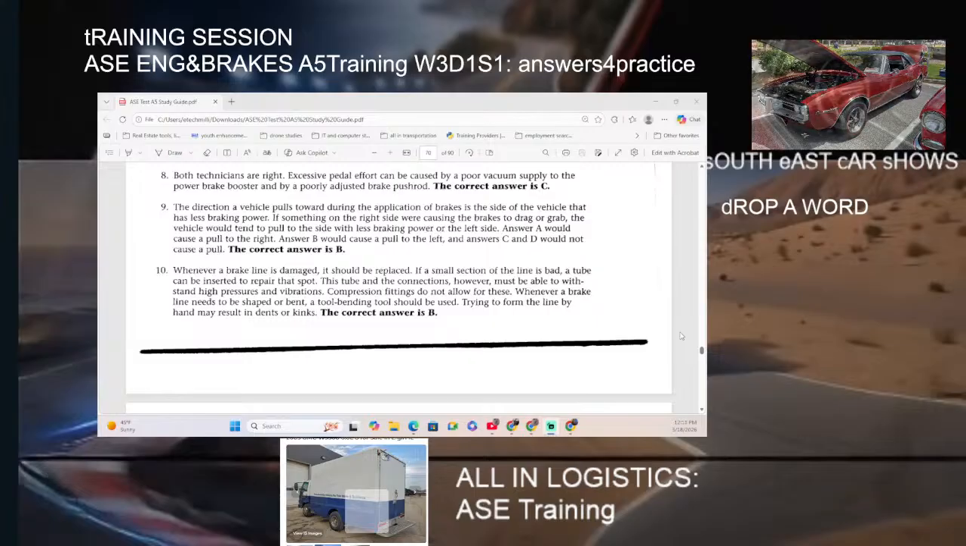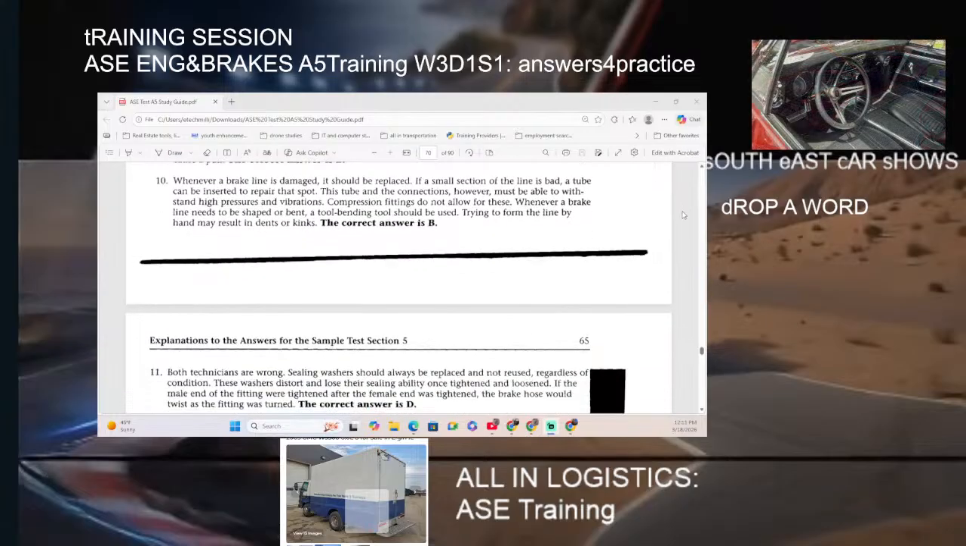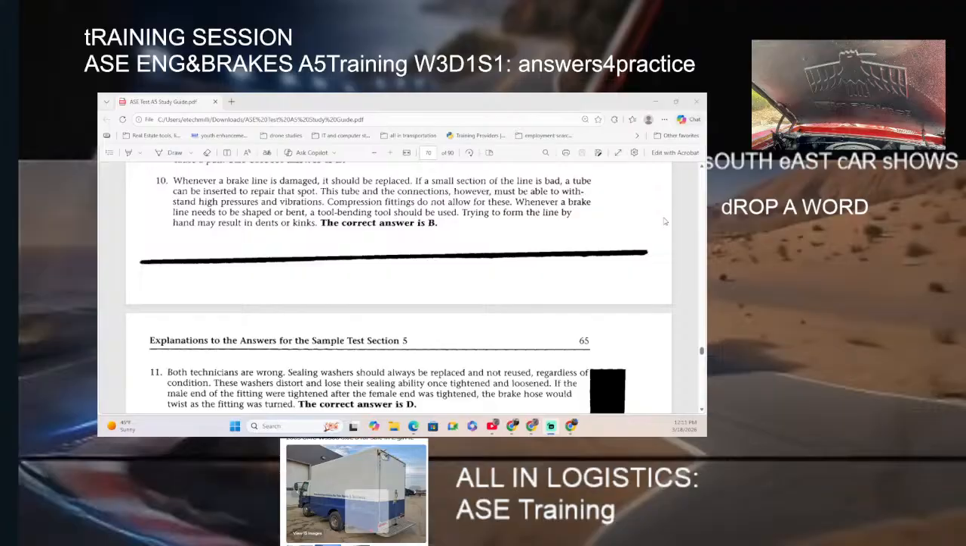10. Whenever a brake line is damaged, it should be replaced. If a small section of the line is bad, a tube can be inserted to repair that spot. This tube and the connections, however, must be able to withstand high pressures and vibrations. Compression fittings do not allow for these.